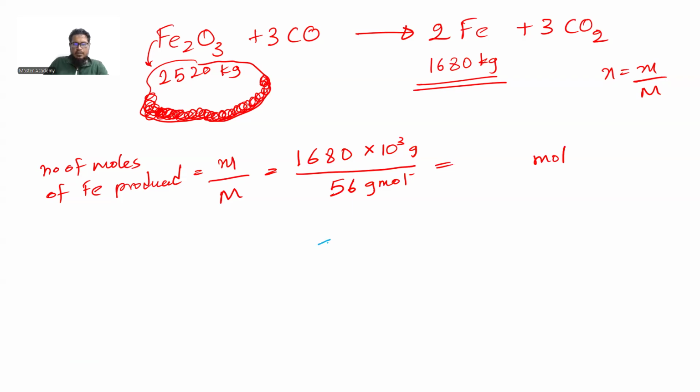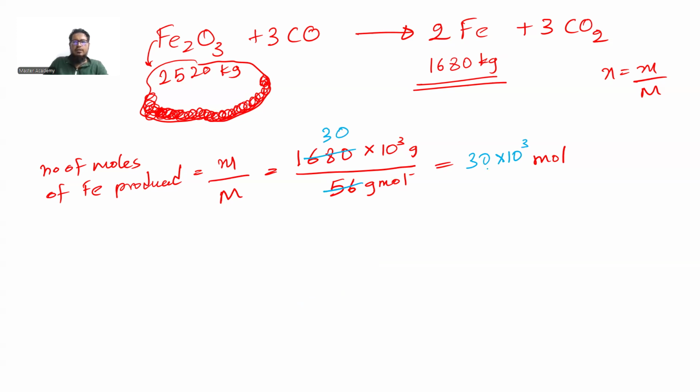30,000. Balance, 56 into 3. 6, 12, 18. 1 here. 5, 10, 15 and 16. 168. Easily you can cut this and this. Don't think the values are too big. Always they will be giving cuttable values. So the answer is 30,000 moles.